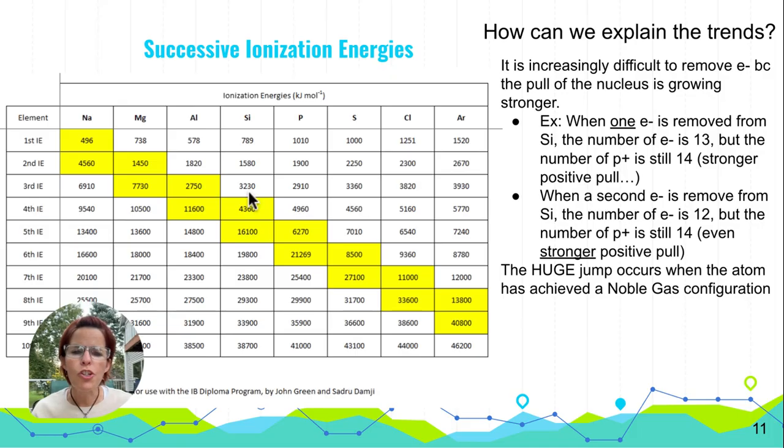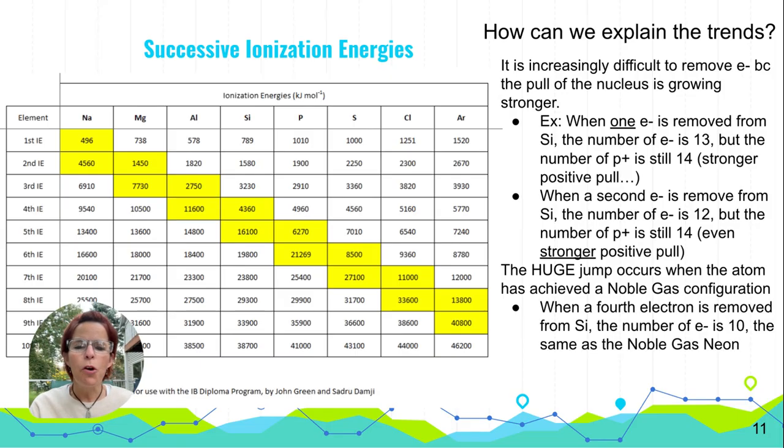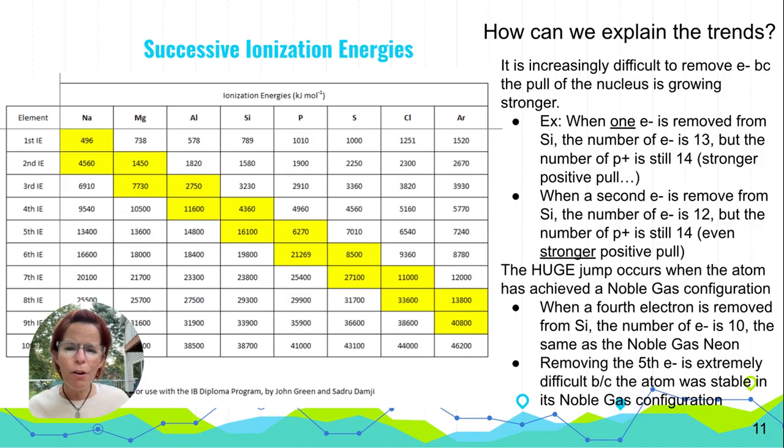The huge jump right here occurs when the atom has achieved a noble gas configuration. When a 4th electron is removed from silicon, the number of electrons is 10, the same as the noble gas neon. But if we try to remove the 5th one from silicon, it's going to fight us tooth and nail because it was stable and it wants to stay stable.